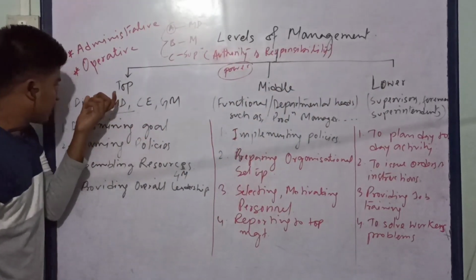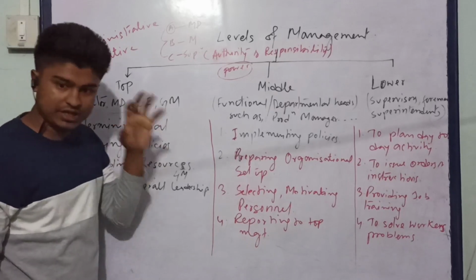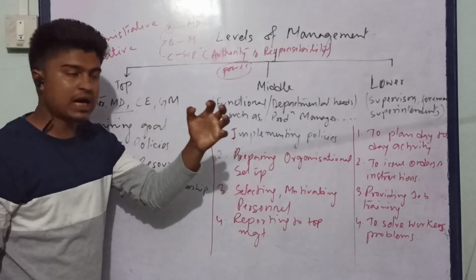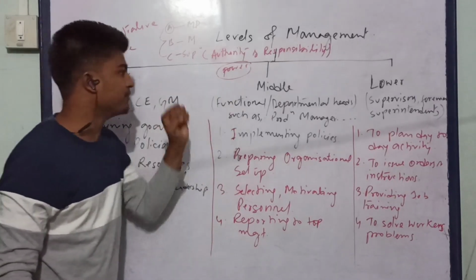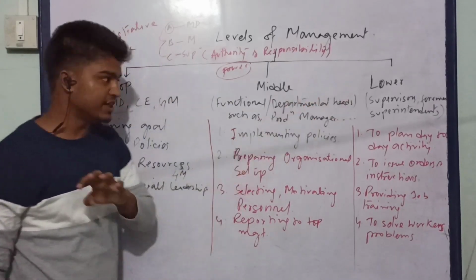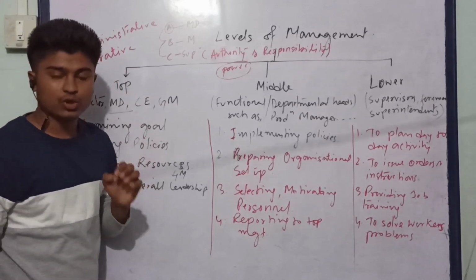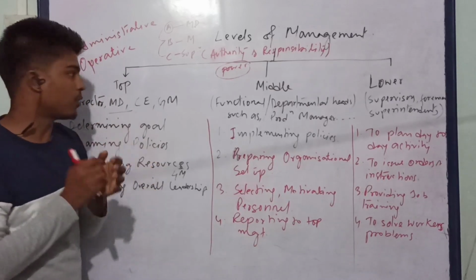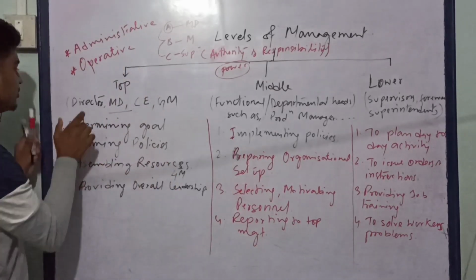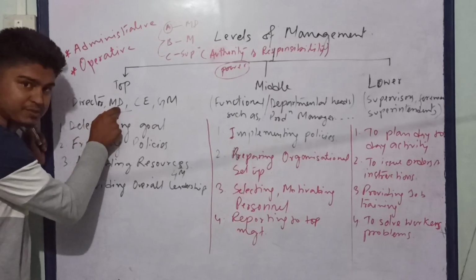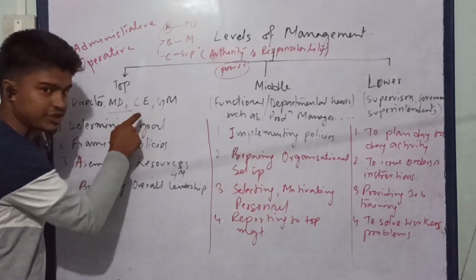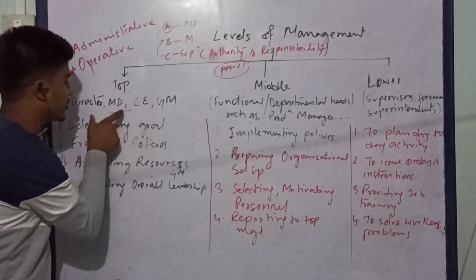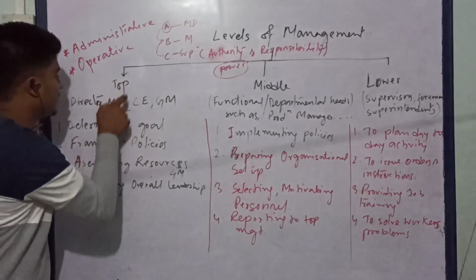Now, we will see what is top level, what is middle level, and what is lower level. And in an organization, who comes under top level and who comes under middle level and who comes under lower level. Generally, top officials or those who take policies, decisions of the organization come under top level management. For example, I have written down here, director, MD means managing director, CE means chief executive, and GM means general manager. These positions or these officials come under top level management.